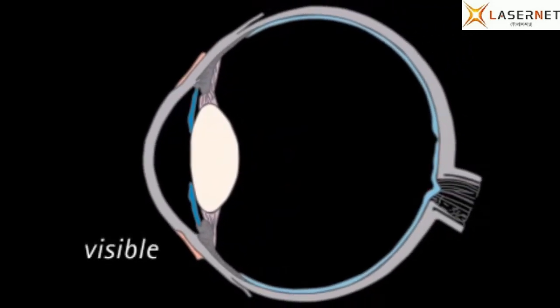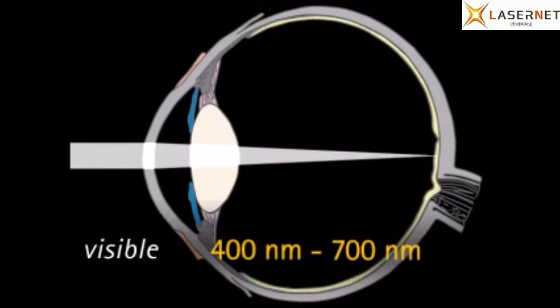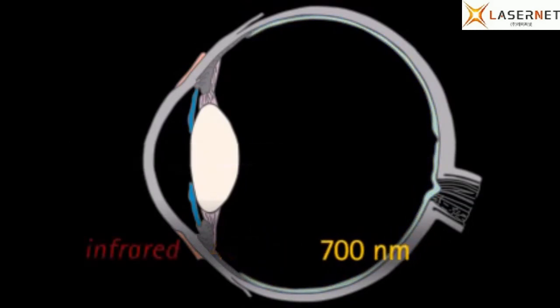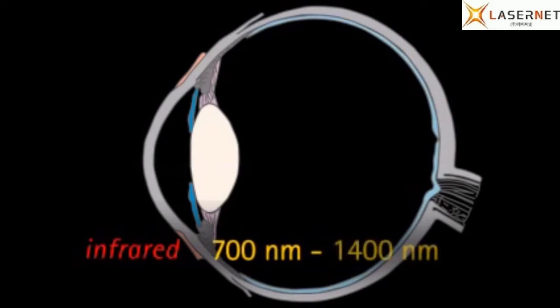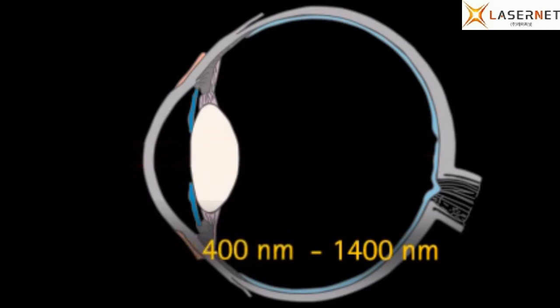Visible light, that is wavelengths from 400 to 700 nanometers, is focused onto the retina where it can cause damage. Infrared light from 700 to 1400 nanometers is invisible, yet is also transmitted to the retina where it can cause damage. Laser beams at wavelengths between 400 and 1400 nanometers are particularly hazardous to the human eye.